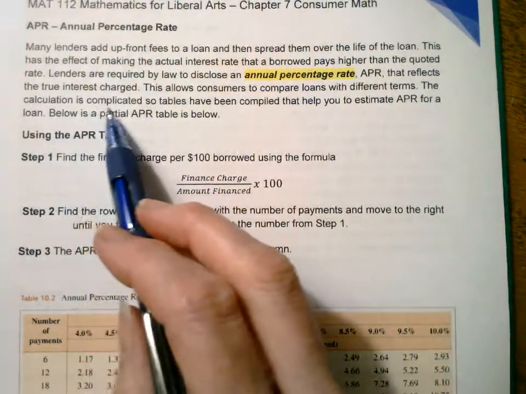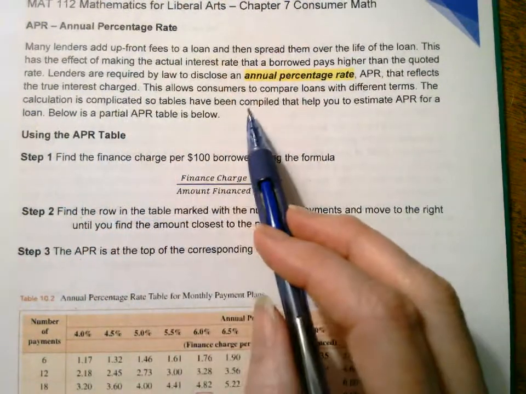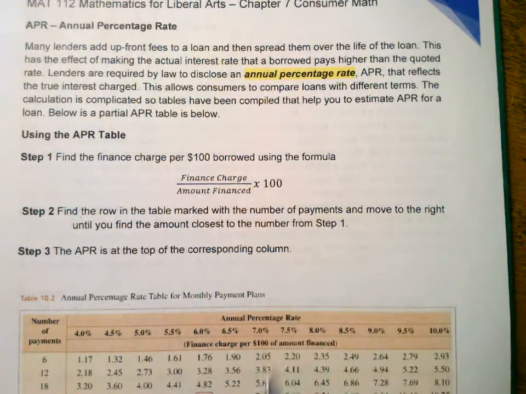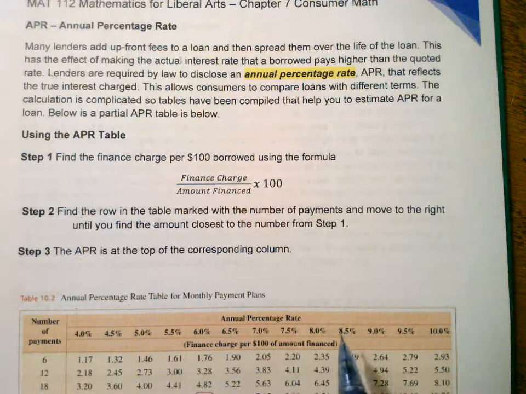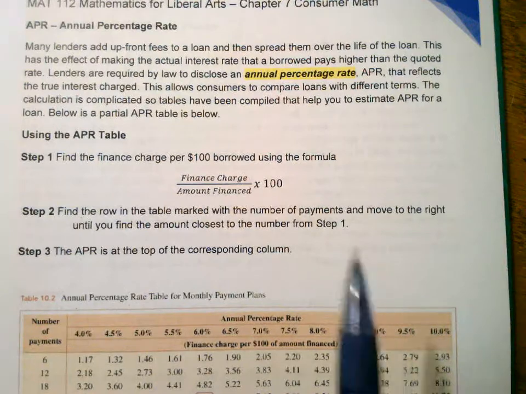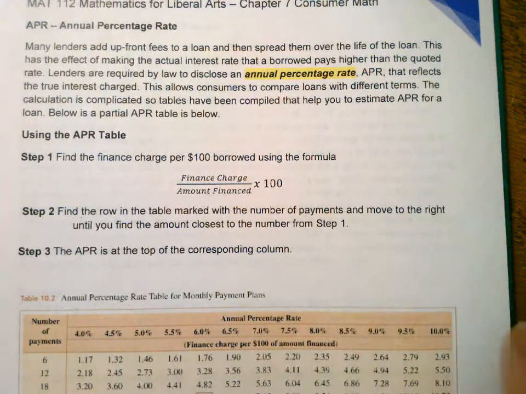The calculation is complicated, so tables have been compiled to help you estimate APR for any loan. There is a partial table down here. In Alex, they will provide you with the partial tables that you need for the problem, so you're not expected to have one. Okay, so let's explain how to use the table.